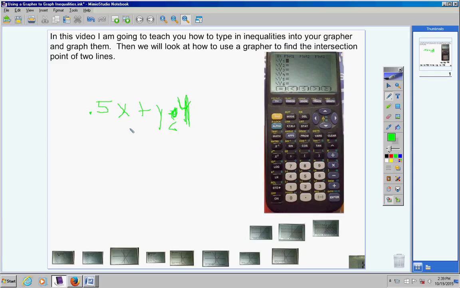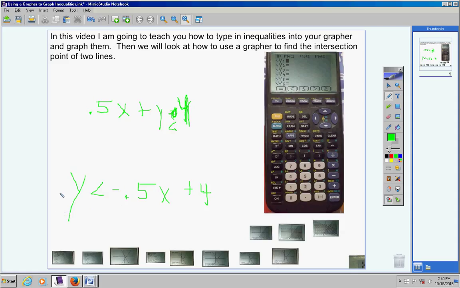Now, look what I've done. You cannot enter that into your grapher until you get y by itself, okay? So the first thing you need to do is get y by itself, then you can enter it into the grapher. So bring your 0.5 over and make it negative. So y is less than negative 0.5x plus 4. You can never enter an equation or inequality into your grapher until you have first isolated the y.